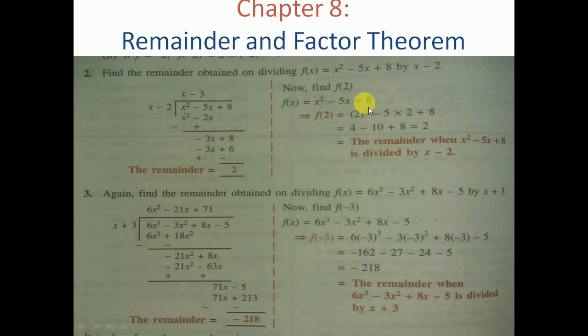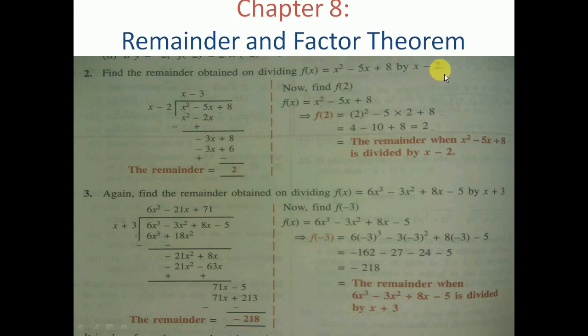Then what we can do is, we are dividing by x minus 2, no? So equate x minus 2 to 0. That is, x minus 2 is equal to 0 means x is equal to 2. Replace x in this polynomial with 2. Just substitute x as 2: 2 square minus 5 into 2 plus 8. 2 square is 4, minus 10, plus 8. 12 minus 10 is 2. See the remainder. Without actual dividing, we are getting the remainder. We are not getting the quotient, I agree, but just to get the remainder, we can do it like this.